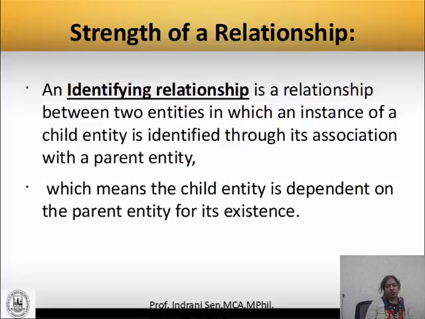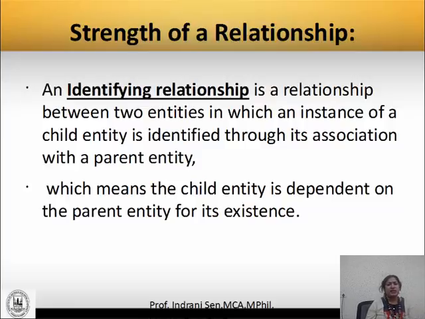There are two types of relationship. One is an identifying relationship, one is a non-identifying relationship. Depending on that, we have two types of entities here in the ER model. One is a strong entity, one is a weak entity. A strong entity is indicated by a single rectangle, while a weak entity is represented by a double-lined rectangle.